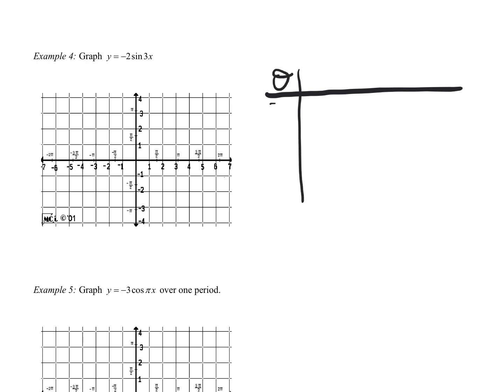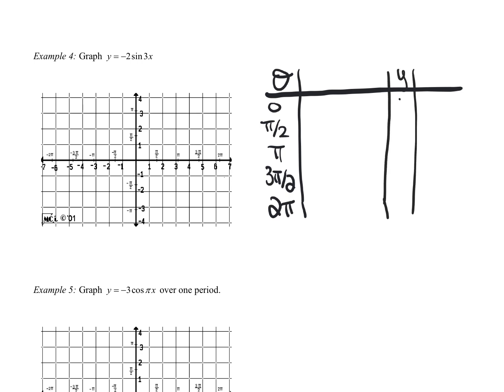So my theta: 0, pi over 2, pi, 3 pi over 2, 2 pi. It says sine, so I want the y values: 0, 1, 0, negative 1, 0. Okay. The first thing I want to deal with is the negative 2 out front. The negative 2 out front affects my y's by multiplying by a negative 2: 0, negative 2, 0, 2, 0.